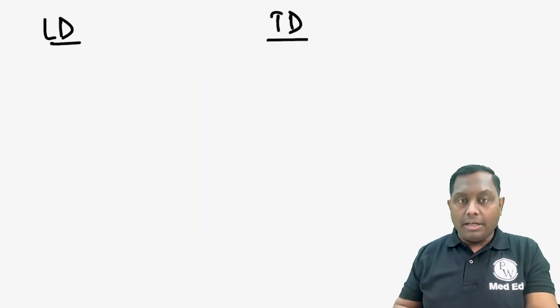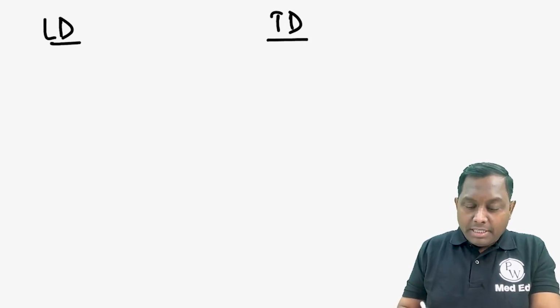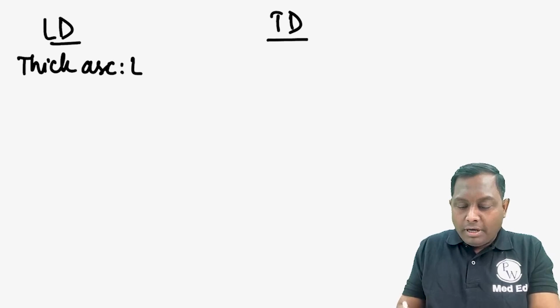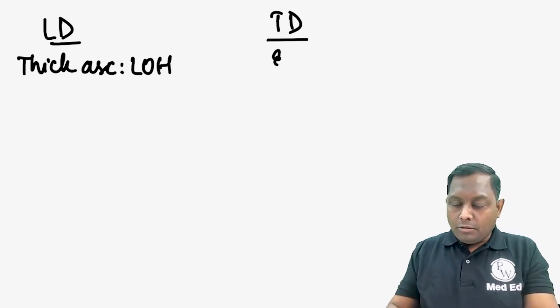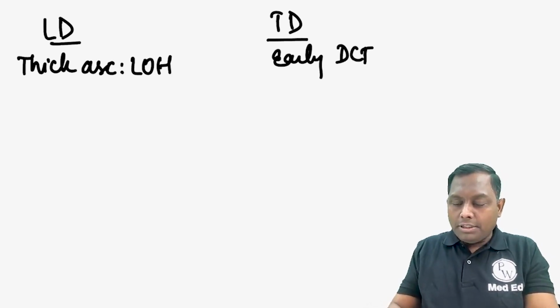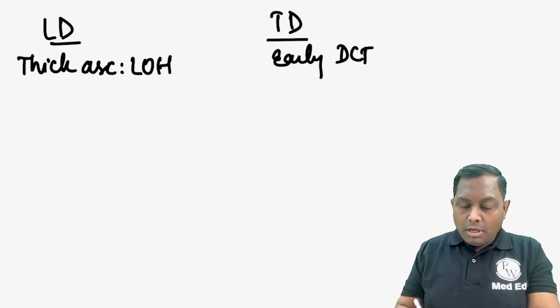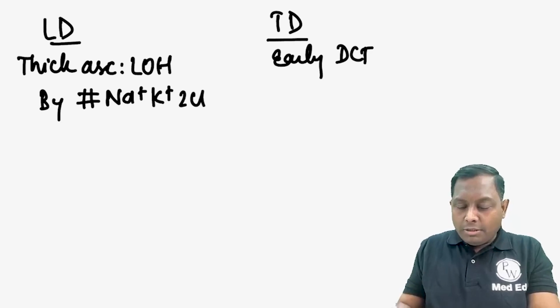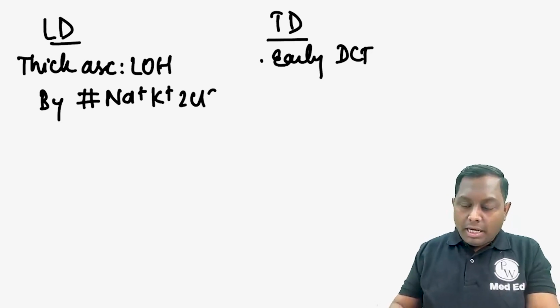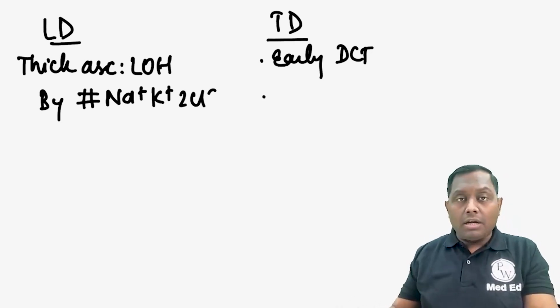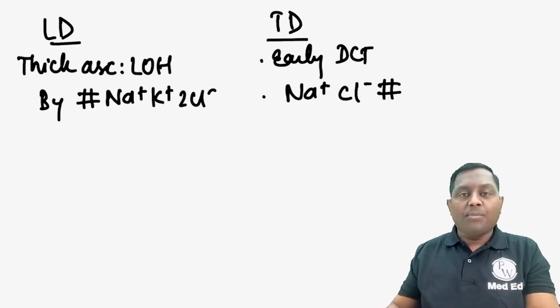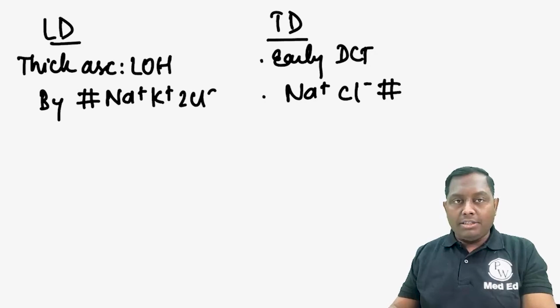The loop diuretics, the name itself is loop, that means they are acting mainly at the thick ascending limb of the loop of Henle. Thiazide diuretics act mainly at the early part of the DCT, that is the distal convoluted tubule. Loop diuretics act by blocking the sodium, potassium, 2-chloride co-transporter. Thiazide diuretics act by blocking the NaCl co-transporter.